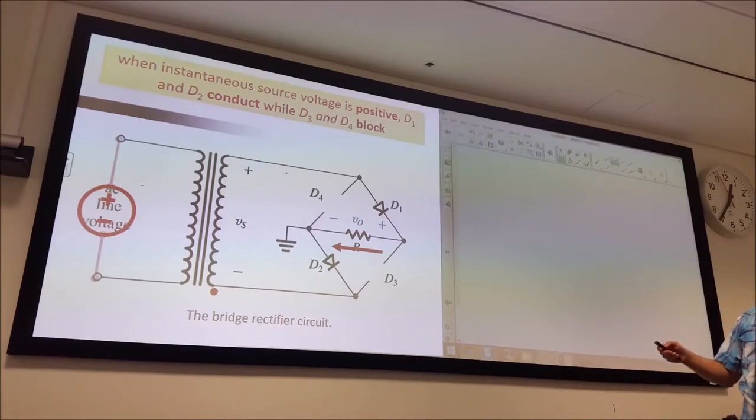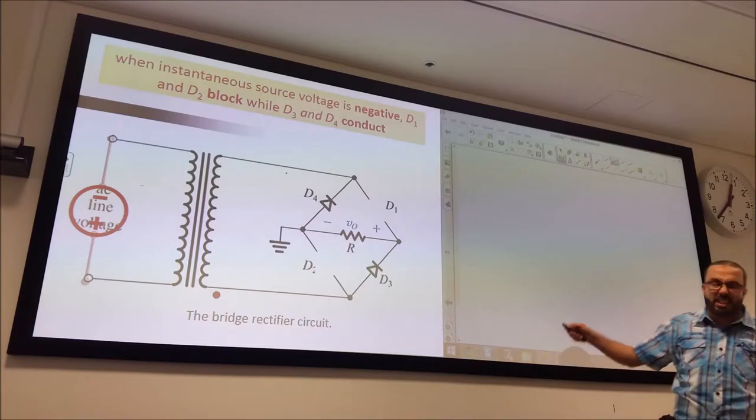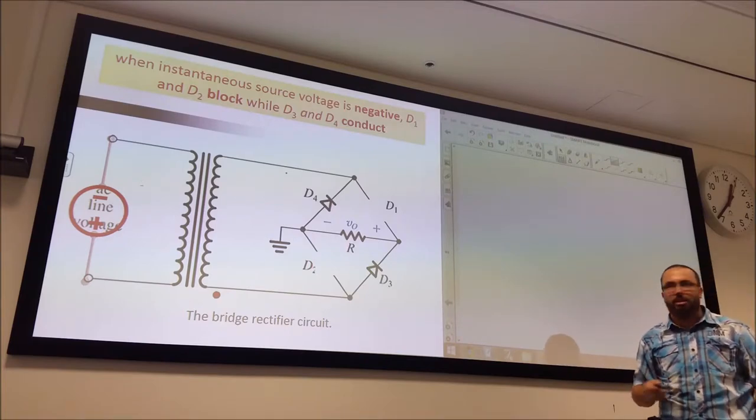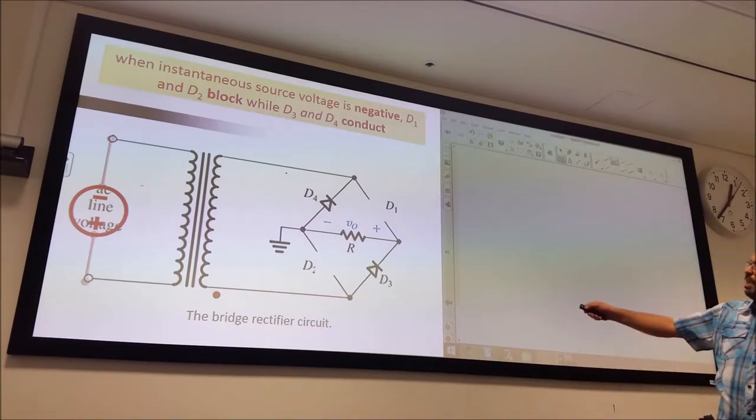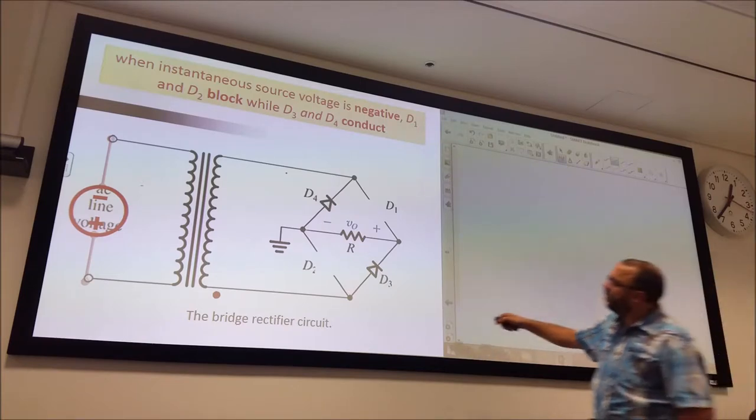Now let's move on to the next case, when we have here a negative cycle, okay? Now in the negative cycle, the same analysis is applied, yes or no? So now this voltage is bigger, this is positive, now this is negative. And then now what happens? So this is zero, this is negative. And, how do we remember that? So this one was like what?